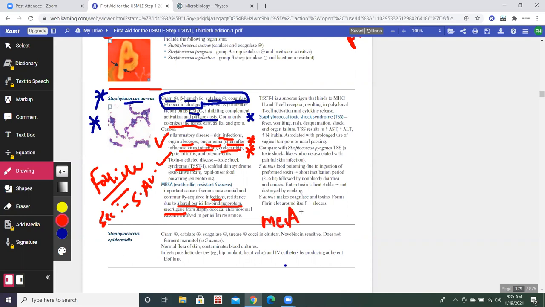This MECA gene, if there's a mutation, then there is alteration of the penicillin binding site from the cytoplasmic membrane. As a result, you cannot have penicillin or methicillin that can go and work and cause their mechanism of action.